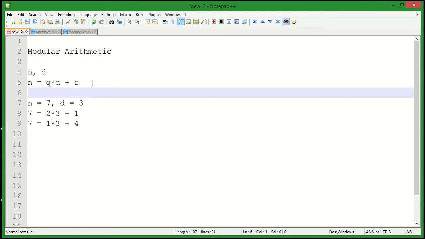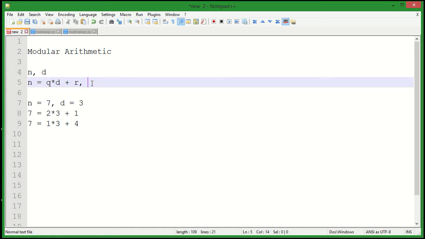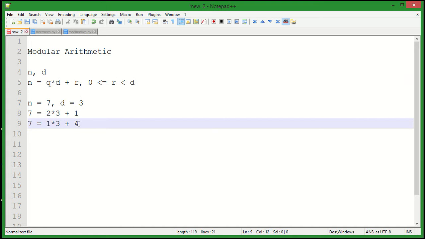The way we can overcome this is we can force r to be between 0 and d. Specifically, we're going to make it greater than or equal to 0, and less than d. Sorry, not less than itself, less than d. This is going to make sure that our result is always unique. So now we can't write it that way because 4 is greater than 3. This r is greater than this d. So that means we can subtract a 3 from it. We'll get 1, and then we get one more 3 over here, and that's what we had before. That's the correct way to write that.